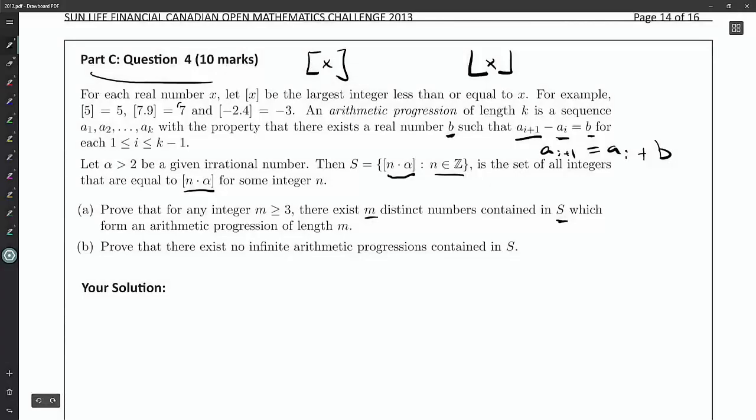Now show there's no infinite arithmetic progressions. So the question is, how should we do that? Should we do a proof by contradiction, assume there is an infinite arithmetic progression?